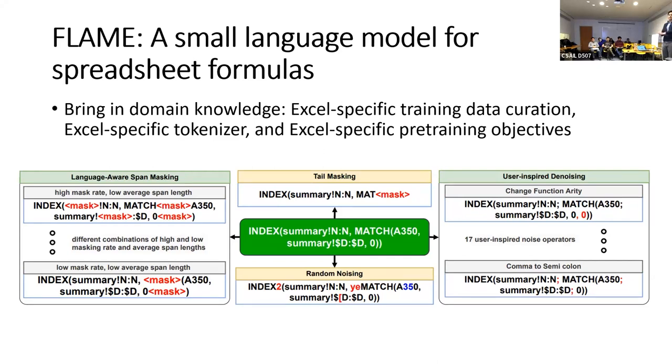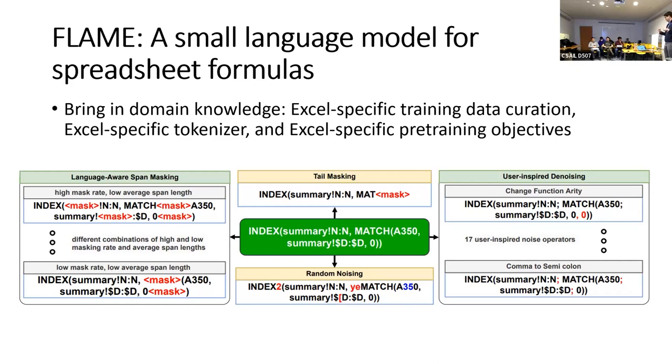The two domain-specific ones are in green on opposite ends of the slide. On the left-hand side, we have what we call language-aware span masking. In traditional span masking, you might just pick some contiguous sequence of tokens and mask them out, and at training time the goal is to recover the values that were masked out. The issue, if you just do that randomly, is that you might end up masking parts of things like function names, but not the whole thing. When we trained that way, we found performance to be pretty bad.